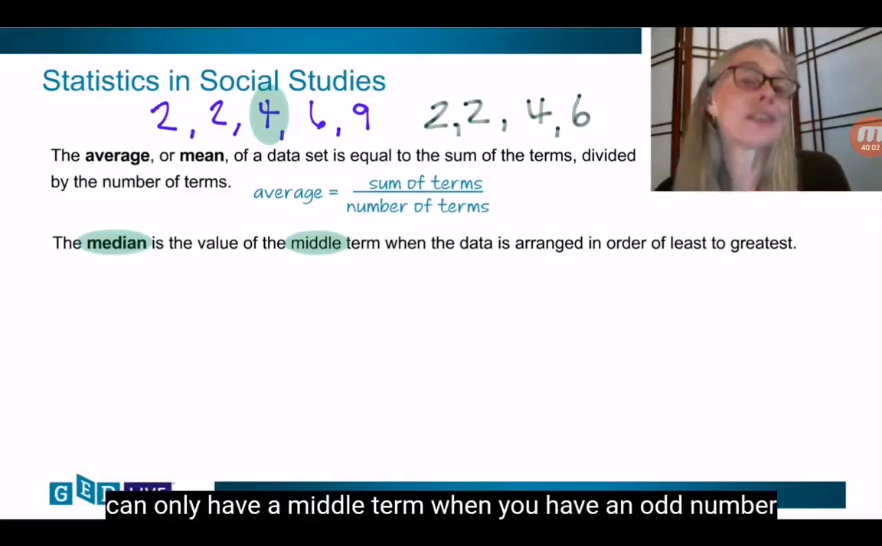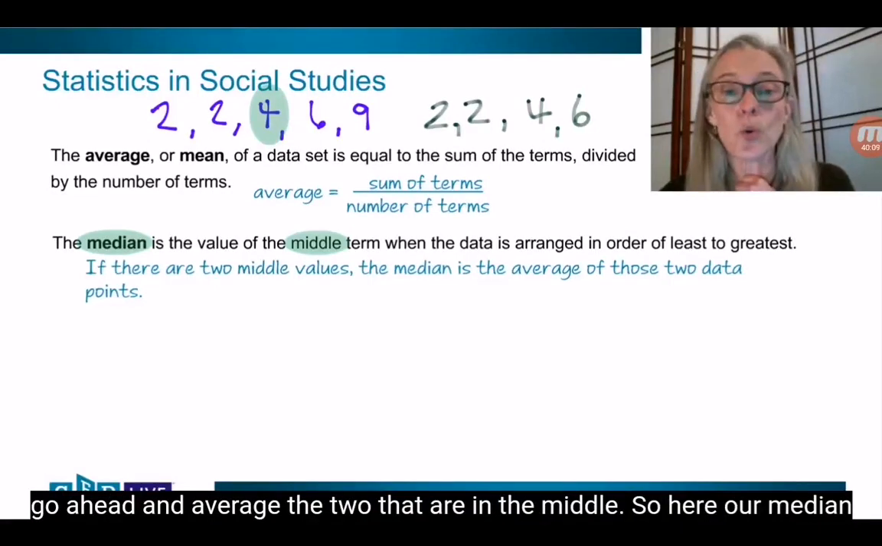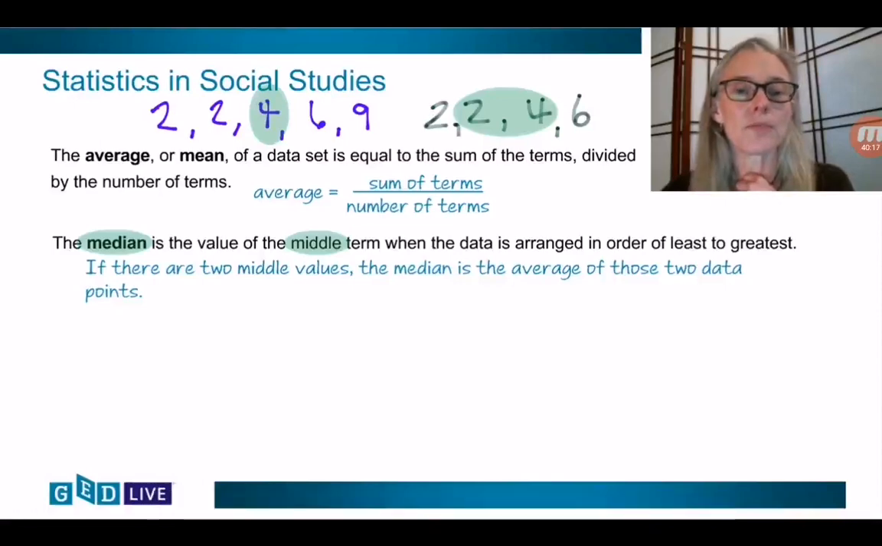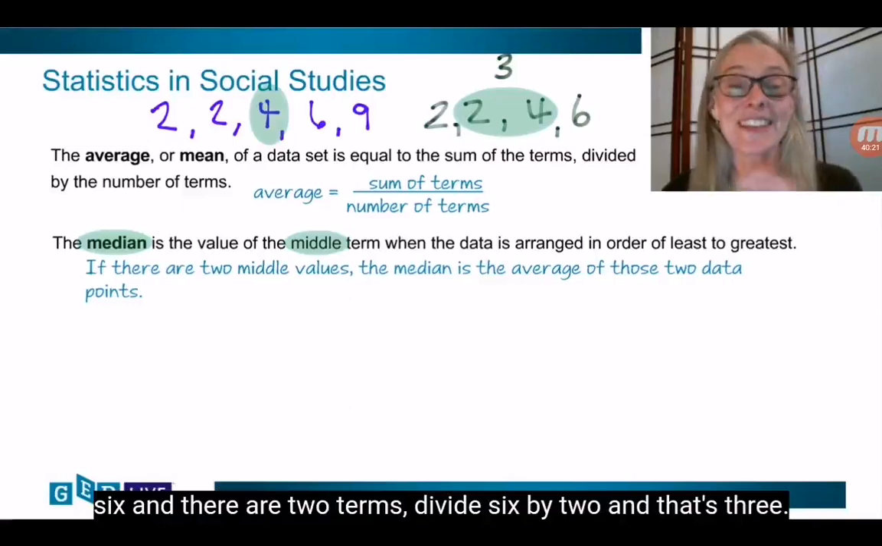You can only have a middle term when you have an odd number of terms. So when you have an even number of terms, you just go ahead and average the two that are in the middle. So here, our median would be the average of 2 and 4, which is 3. Why is 3 the average of 2 and 4? Because 2 plus 4 is 6, and there are 2 terms. Divide 6 by 2, and that's 3.